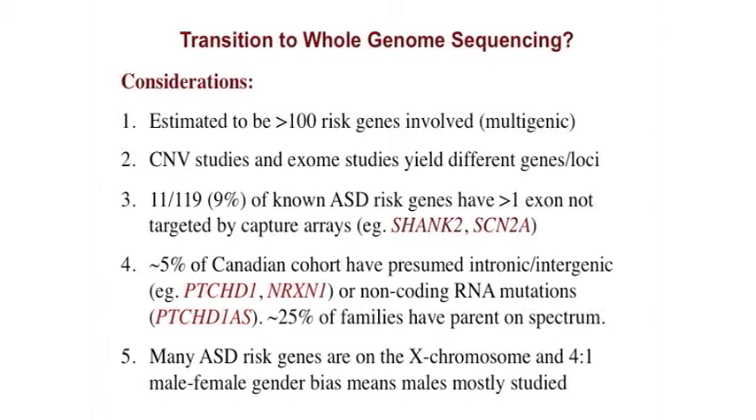And of course, there's the issue of 25% of families on the spectrum. I didn't talk about this, but the exome studies that have been published had only looked at de novo mutations. So one has to also look at rare inherited mutations. And then many of the ASD risk genes are on the X chromosome. And of course, there's this 4-to-1 male to female gender bias, suggesting also the X chromosome needs to be studied. And again, most of the exome studies don't give you sufficient coverage to deal with this 50% reduction when you're looking at males versus females.